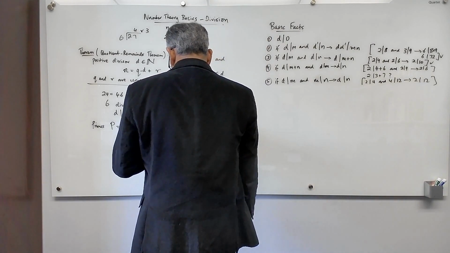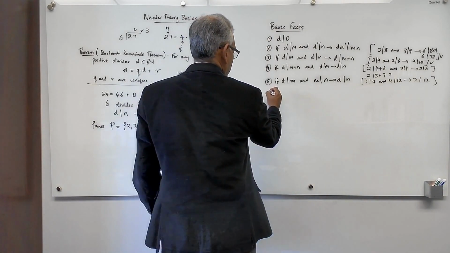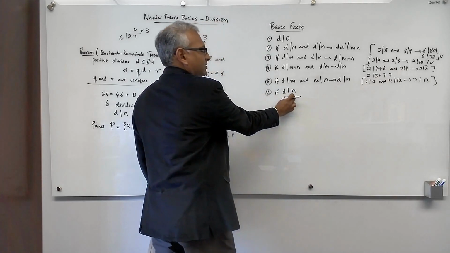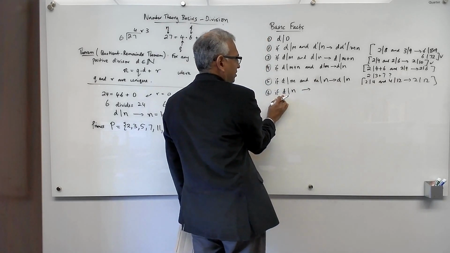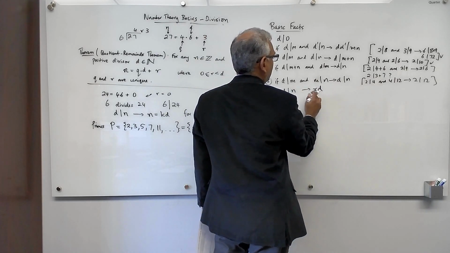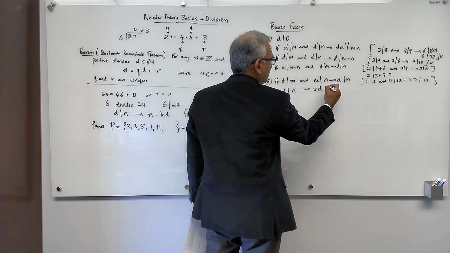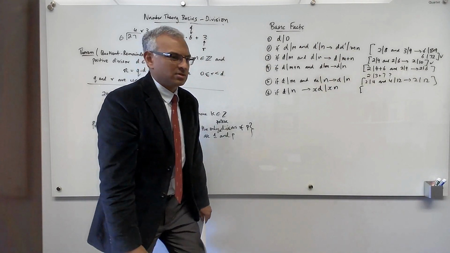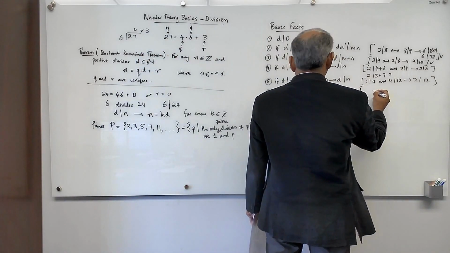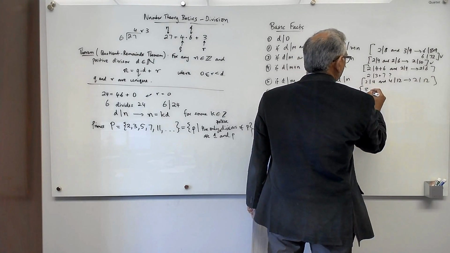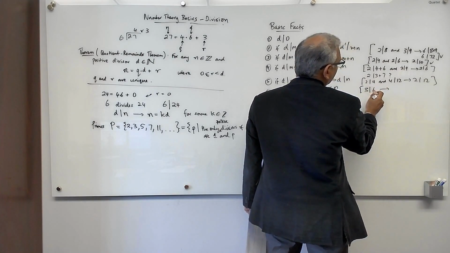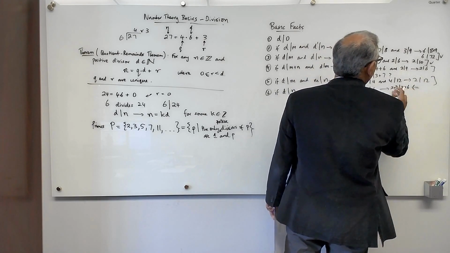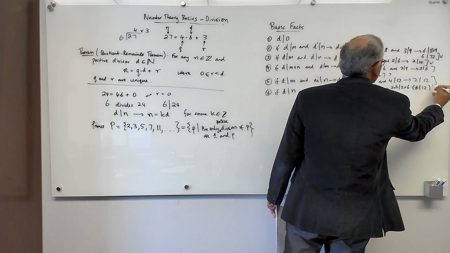Okay, and the last property that I'm going to list is that if d divides n, then for any positive multiple x, x times d divides x times n. All these are relatively simple facts about divisibility. Hopefully you're very familiar with them. As an example, 3 divides 6, and so 2 times 3 divides 2 times 6. And what is that saying? That's saying that 6 divides 12, which is certainly true.